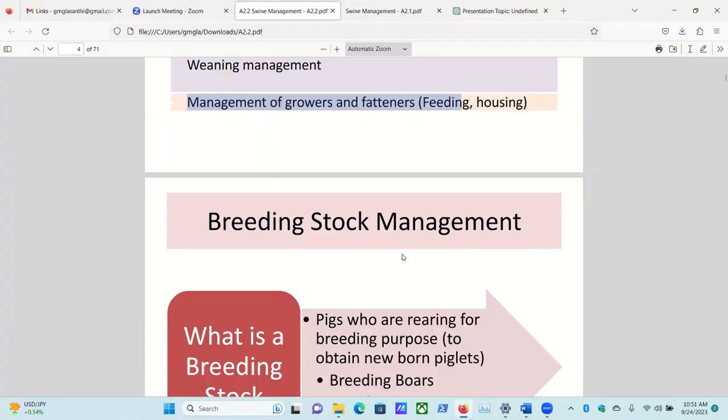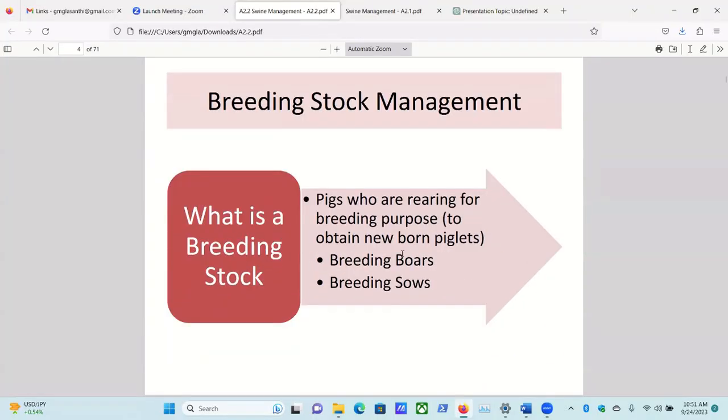So first one is breeding stock management. First we will discuss who the breeding stock are. As I mentioned before, breeding stock are the animals we are rearing to obtain piglets, not to obtain pork. We don't slaughter breeders and produce pork. But of course, we arrange breeding between boars and sows and obtain piglets. So those boars and sows are called breeding stock.